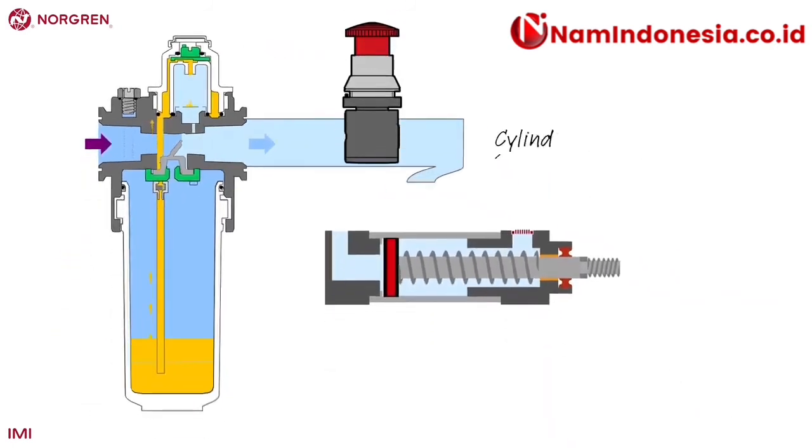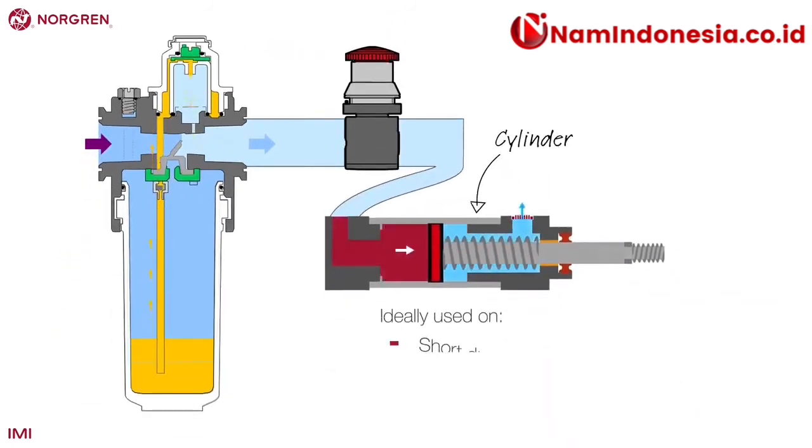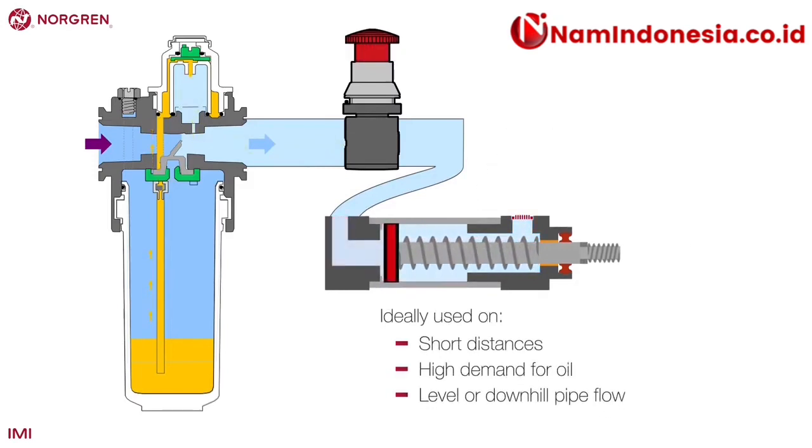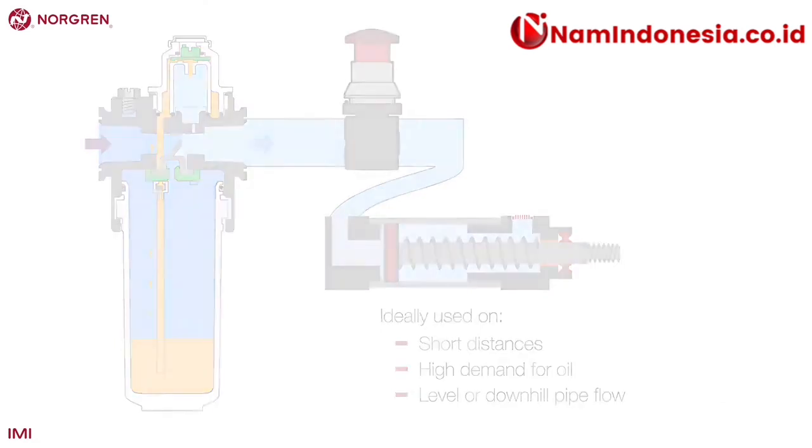This approach is best used when air is traveling short distances with a high demand for oil, where pipes are level or downward. The oil doesn't travel very far because of its size and momentum. It works well with bigger actuators or air motors.